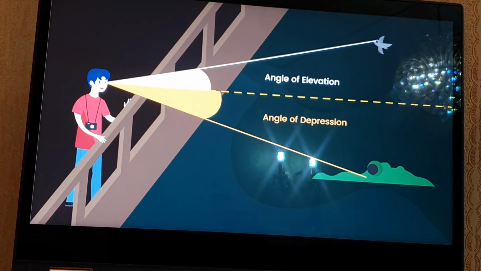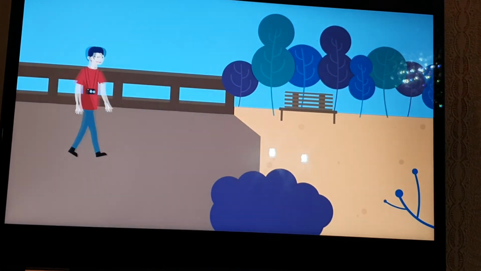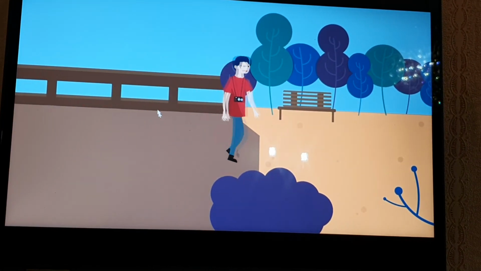First, let's follow Dylan around the park to see the different angles of elevation and depression.